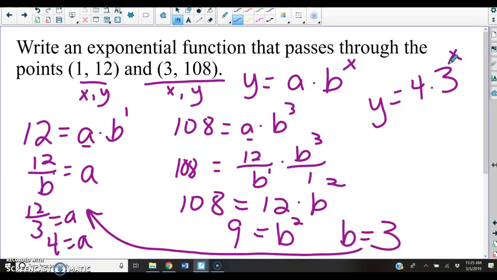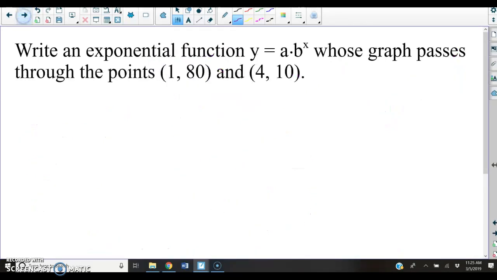And you can check it. You could graph it. I don't know anybody that would want to graph this, but you could. All right, so we've got to remember that.